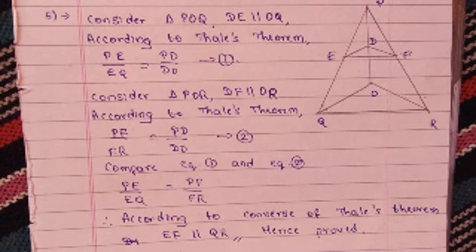Just look at the steps once again. First we have to consider the triangle which is present on the left hand side, then we have to consider the triangle which is present on the right hand side, and by applying the Thales theorem, and after comparing equation 1 and 2, by using converse of Thales theorem, we will get EF is parallel to QR.